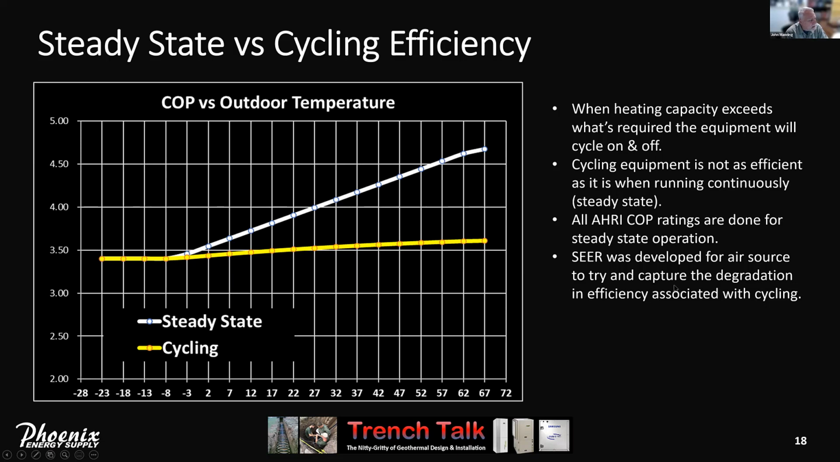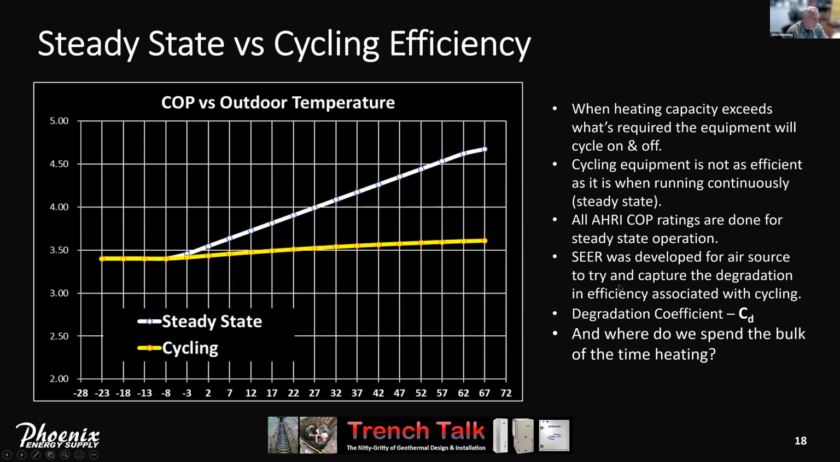And they came up with a formula. I won't bore you with it now, but basically it was a way to derate the efficiency when it's cycling. It's called the degradation coefficient. And I use that formula against a cycling water source heat pump. And more importantly, this is the steady state COP. As outdoor temperatures got warmer, our entering source water gets warmer, our capacity is way over what we need. And when you apply the degradation coefficient formula to this steady state COP, you get COPs that drop dramatically, as much as a full point, from 3.6 to 4.7 under these very low load conditions.